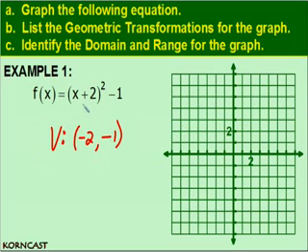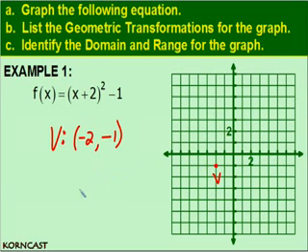And again, please note that the sign is always going to be the opposite of what's inside the parentheses. So x plus 2 is going to shift it to the left 2. And so I start at the origin, horizontal shift left 2, vertical shift down 1. And there's my vertex for my parabola.